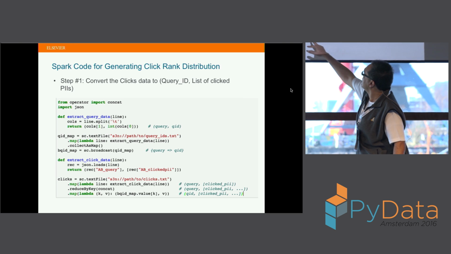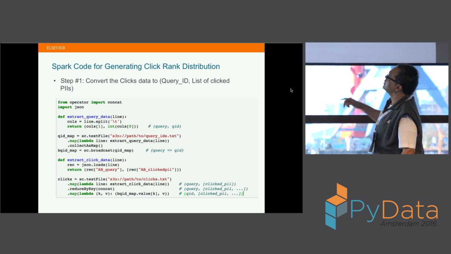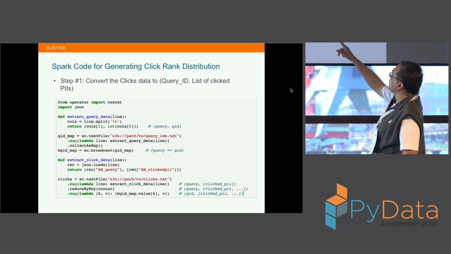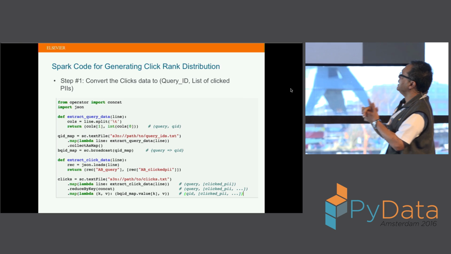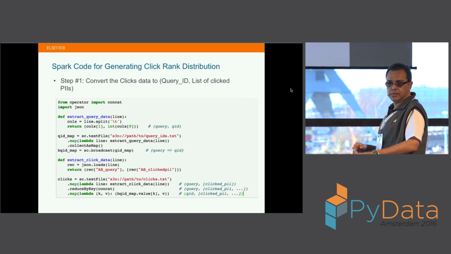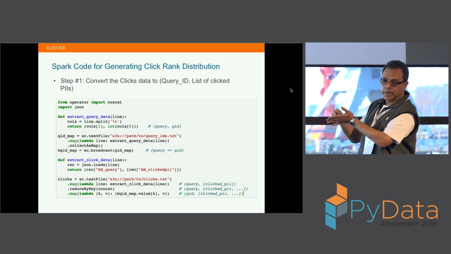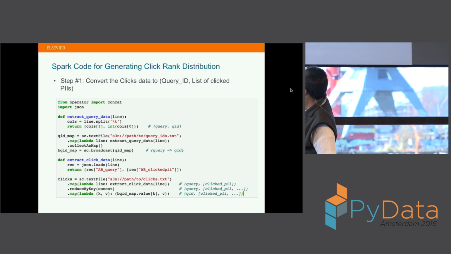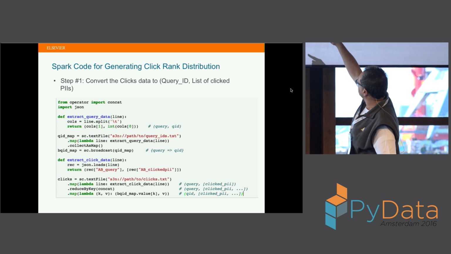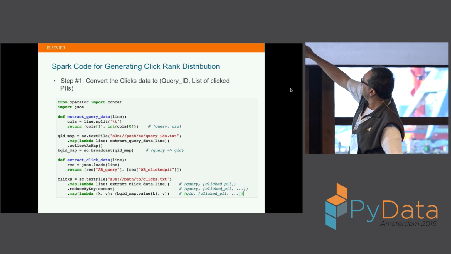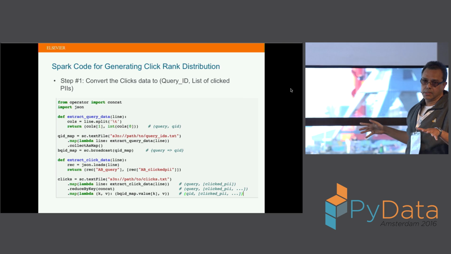Because I need to have my key as my query ID. So here's another thing I did. Remember the ID file that I created when I created my search results? That already has a number and the query. So what I did from here was I created a map. I extracted this, collected it as a map, and then I broadcast it to all my workers.